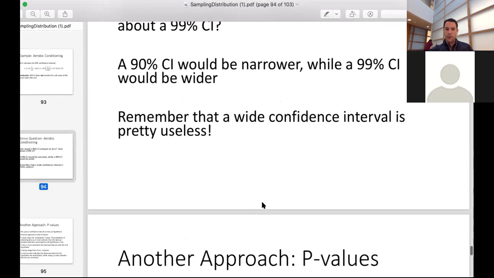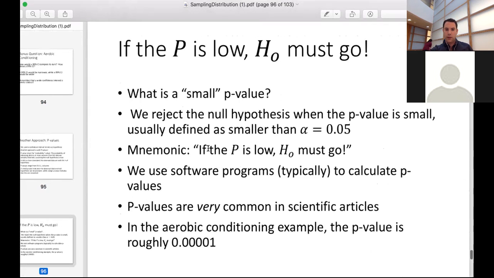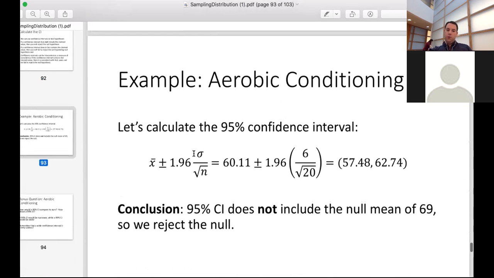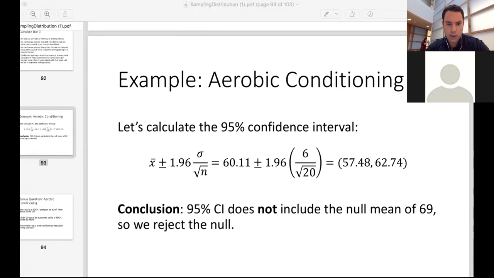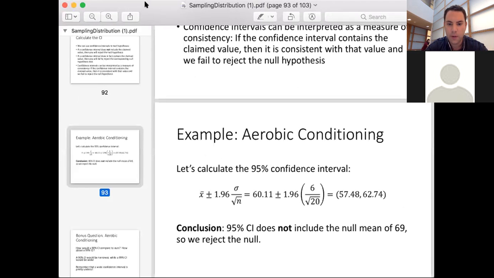And we can actually look at it because if we looked at a 90% confidence interval, you can calculate that and see if it would encompass this or not. A 90% confidence interval would change your z-statistic. It would go from 1.96 to 1.65. So we can look at how a 90% confidence interval would compare, and we could also look at a 99%. So let's look at that.